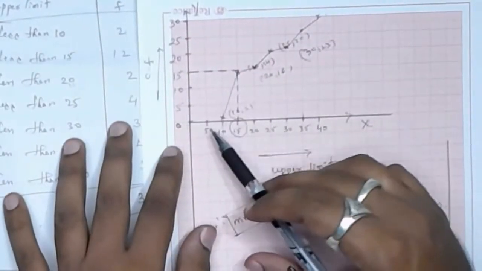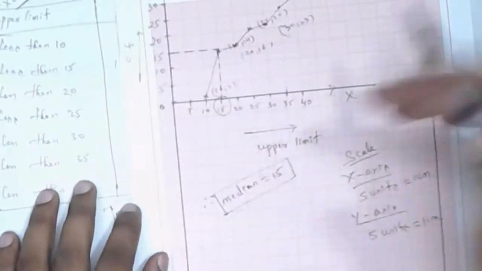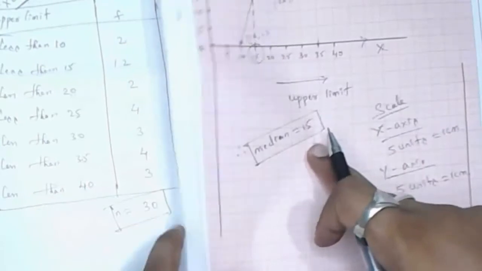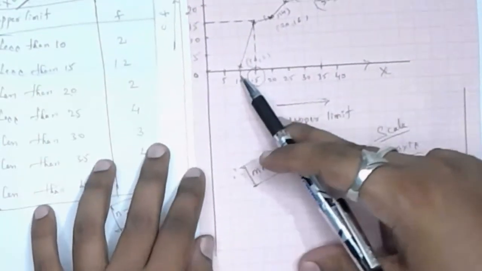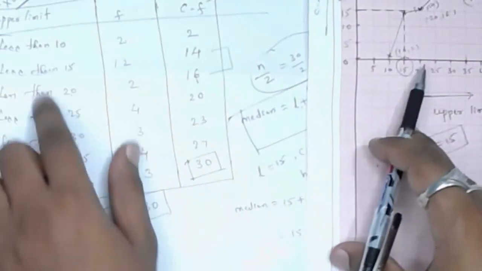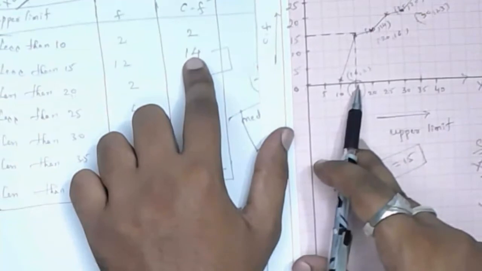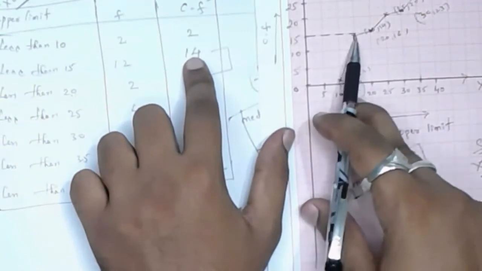So what was wrong? That's what I told you, right? The median should be 17.5, not 15. So here, when we took the graph, was it proper? Check it out. Where did we go wrong? Is the plotting correct? Cross check. This is 15 and this is 14, right? From 15, we have to plot to 14. It comes here.